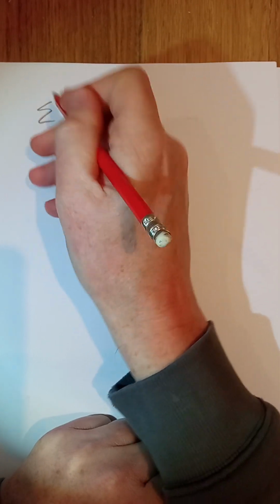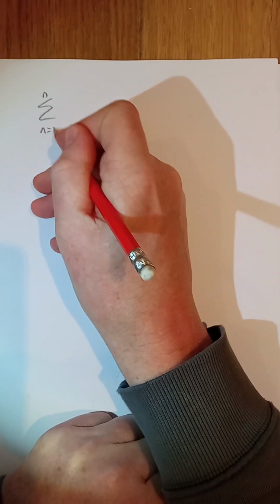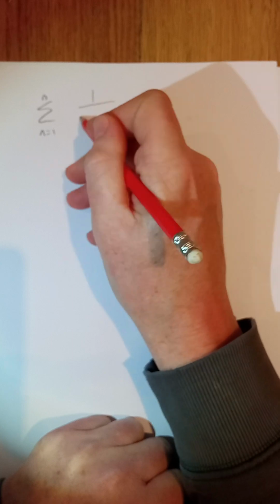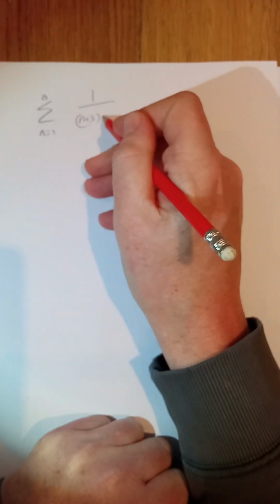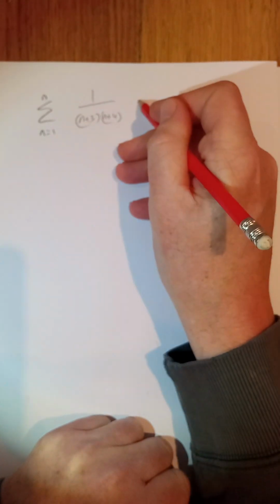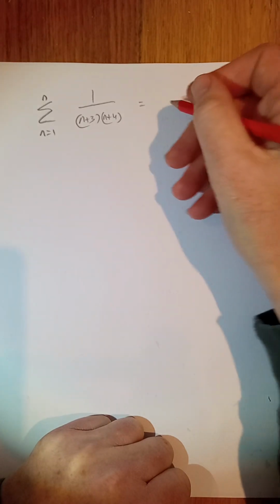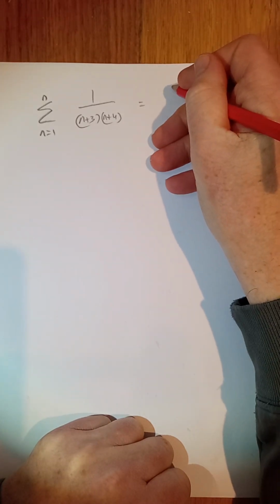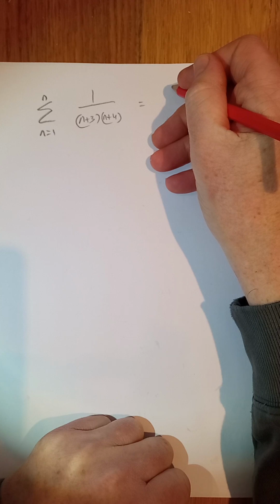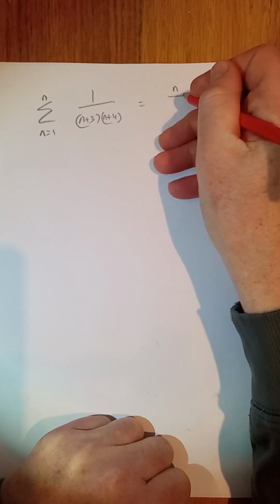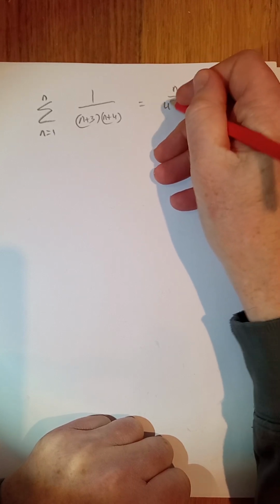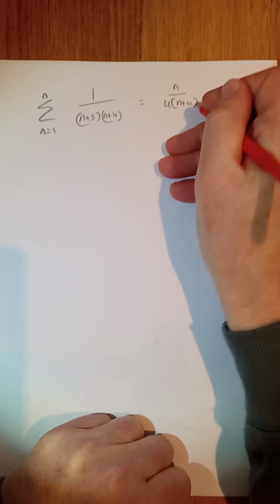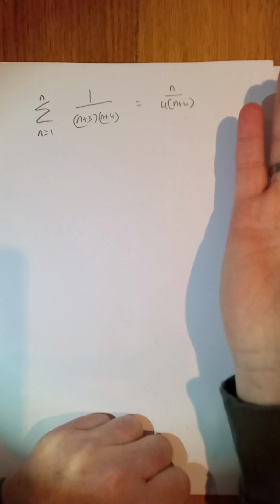Hello lads. So here's a more difficult one. We're going to prove the sum of n, where n is equal to 1, of 1 over n plus 3 times 1 over n plus 4 is equal to, let's see, n over 4 on n plus 4. Okay, so what would this look like in the real world?